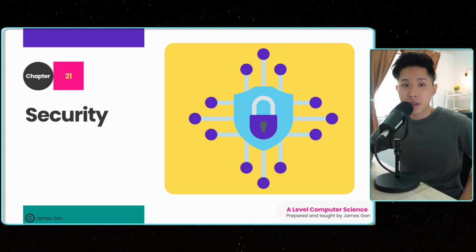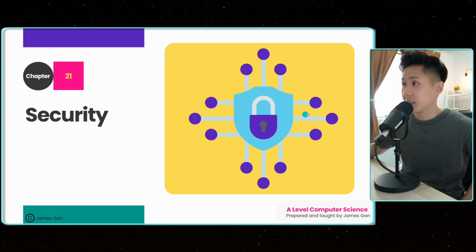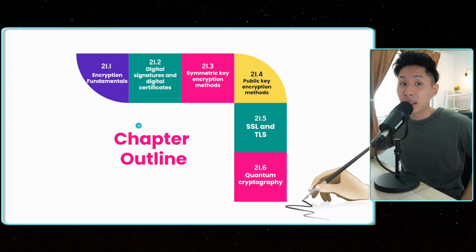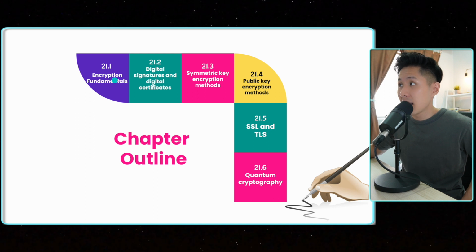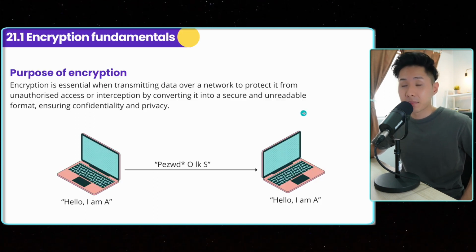I'm a computer science graduate and teacher. Today we're going to look into A-Level Computer Science Chapter 21, Security. This is the chapter outline. We'll look into what encryption is and how it ensures that data transmitted online is safe. So let's look into encryption.